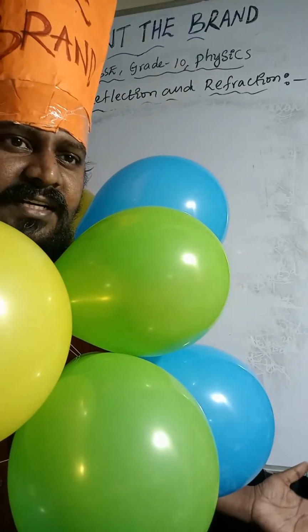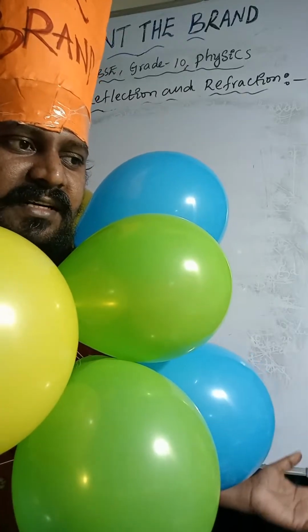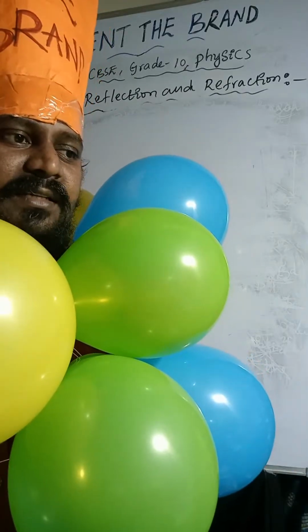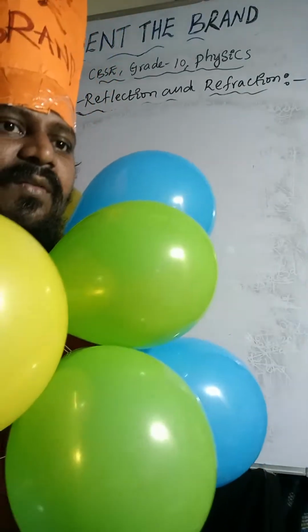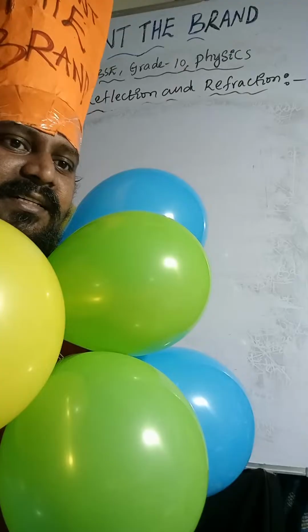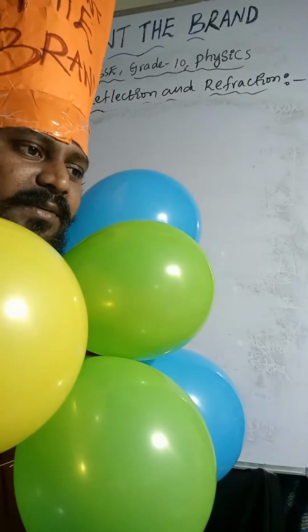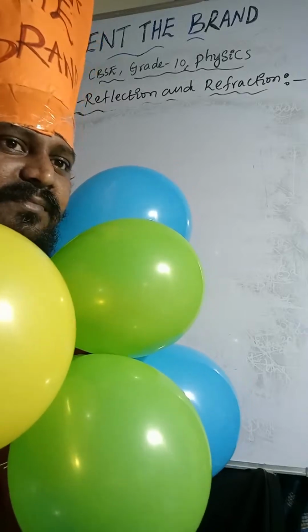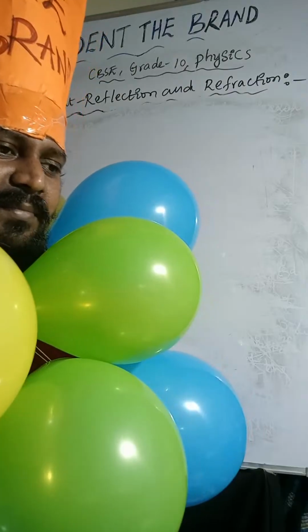The line joining the center of curvature and pole is called principal axis. The distance between center of curvature and pole is called radius of curvature. After reflection, all light rays meet at one point on the principal axis called focus, that is, principal focus. The distance between focus and pole is called focal length, and the width of the mirror is called aperture. So all this we discussed. Next, ray rules and image formations.